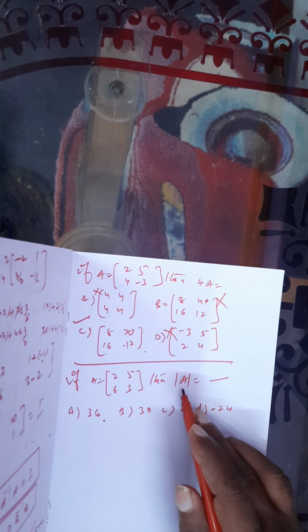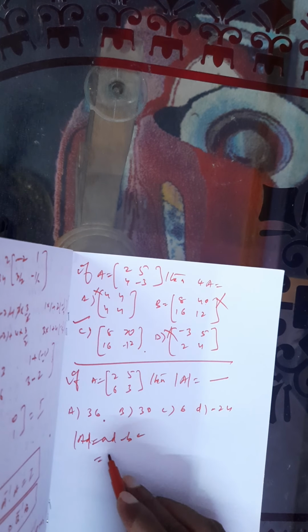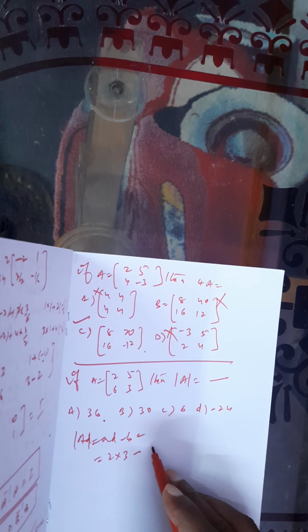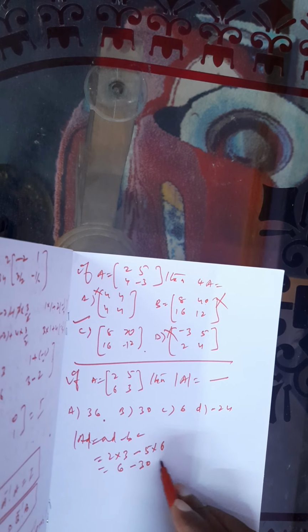Now second, if matrix A is given, then the determinant is what? We know that the determinant of A is AD minus BC. A is 2, D is 3. BC, B is 5, C is 6. Now multiply: 2 3s are 6, minus 30. 6 minus 30 is minus 24. So this is here D.